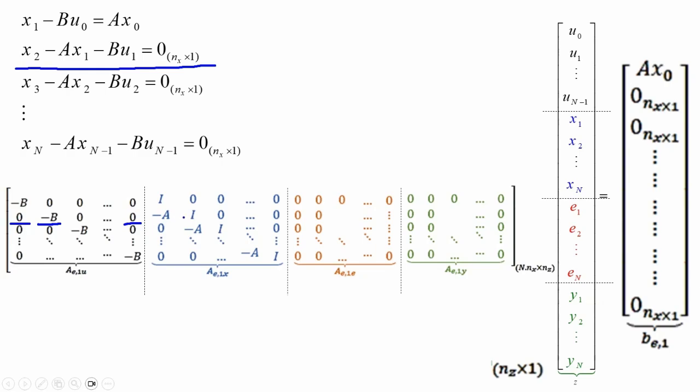We have finished the u part. Let's do the x part. x1. What is the coefficient of x1 in the second equation? It is minus a, so this is minus a, x2.